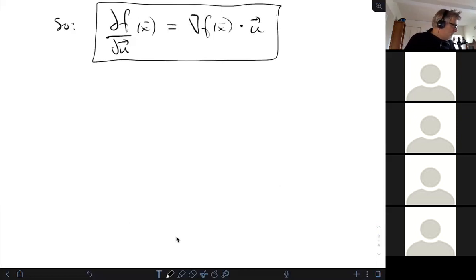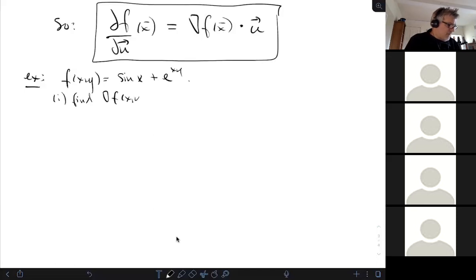All right. So let's do a couple of actual examples. Let's say that f of x, y is sine x plus e to the xy. I'm asked to find the gradient of f at a generic point x, y and find the gradient of f at the point (0, 1). So nice and simple, right?